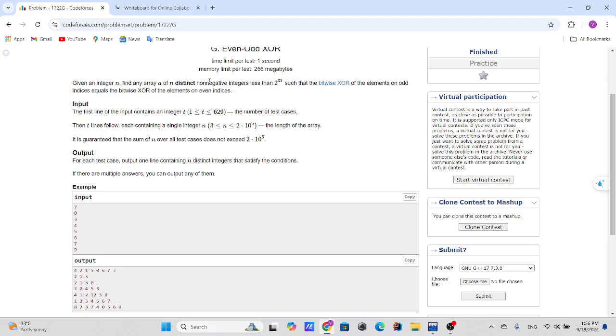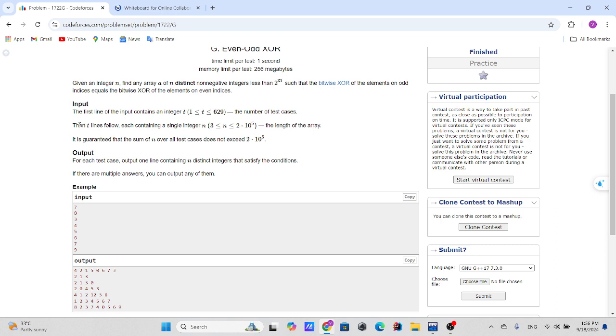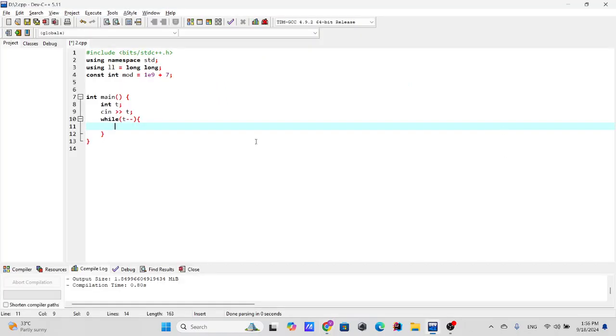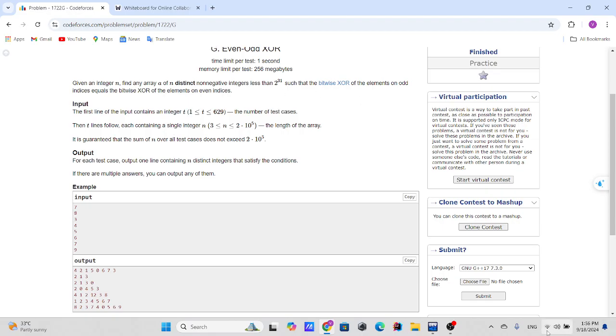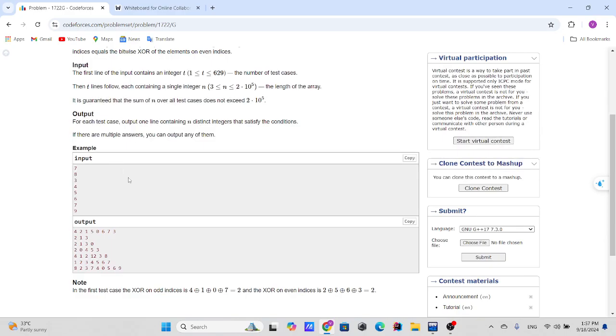Find an array of n distinct non-negative integers whose XOR on odd indices equals the XOR on even indices. Okay. The length of the array, then t lines, each containing. Okay. The problem is pretty straightforward and short, but I doubt that it will be easy because it's still a 1500 problem, right? So it might be a bit tricky. If there are multiple answers, you can output any of them. Okay, so it's an open question, right? You can print whatever you want.